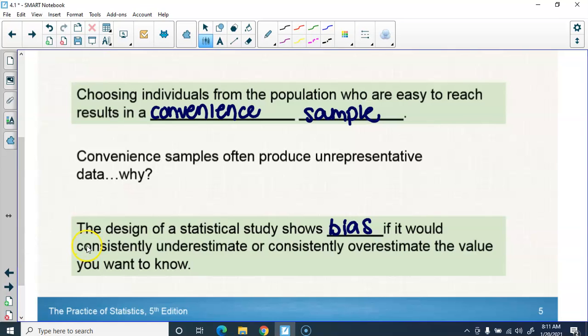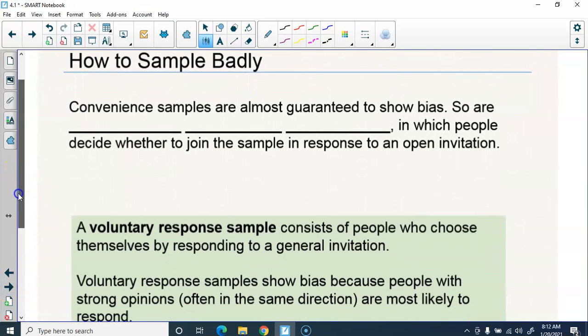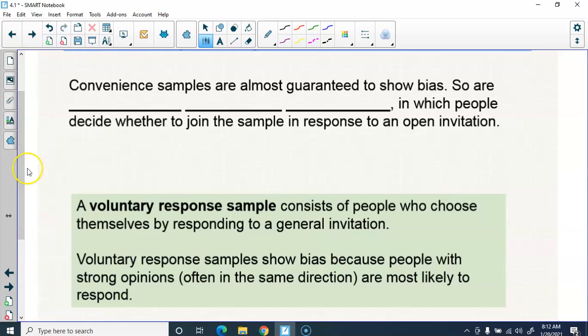So in the example I was just referencing, where you stand outside of a theater, they might all be coming out from the same movie, so you might hear everyone's favorite movie is Legally Blonde, but that's obviously not the case. That would be an overestimate because that might be where they came from. So convenience samples are almost guaranteed to show bias, and so are voluntary response samples.